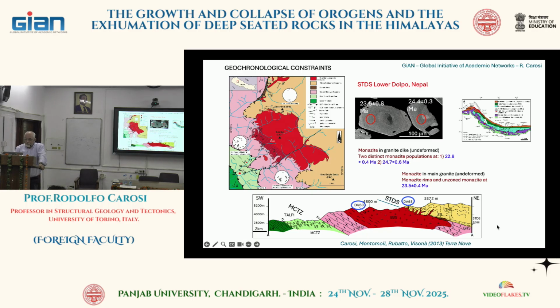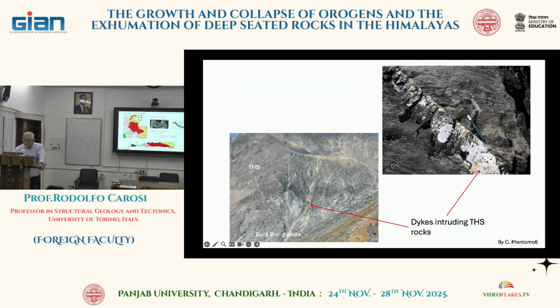It is undeformed. We obtained the ages of the granite using monazite and zircon, and the age was more or less 23.5, 24.5. Very nice ages made by Daniela Rubatto when she was in Australia, at Canberra. And the main granite is more or less 24 million years, and there are some dikes, including this kind of dike, intruding the Tethyan rocks, that are more or less 23, 25 million years.